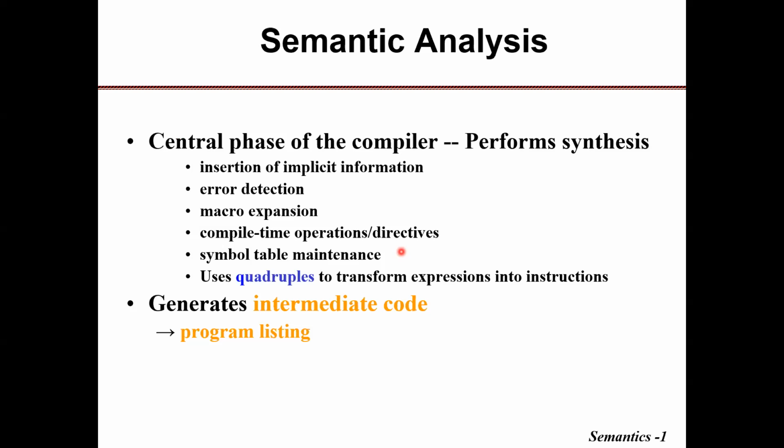We'll also do macro expansions, which we spent a whole chapter looking at, in this phase of the compiler. We will be looking for those directives, those assembler directives that we were talking about, and other compile time operations. We'll be doing some error detection at this phase, looking for things that we know can cause errors, and then halting if that were the case. And we'll be updating our symbol tables, and then the big step in this phase of the compiler is to transform these expressions into actual instructions.